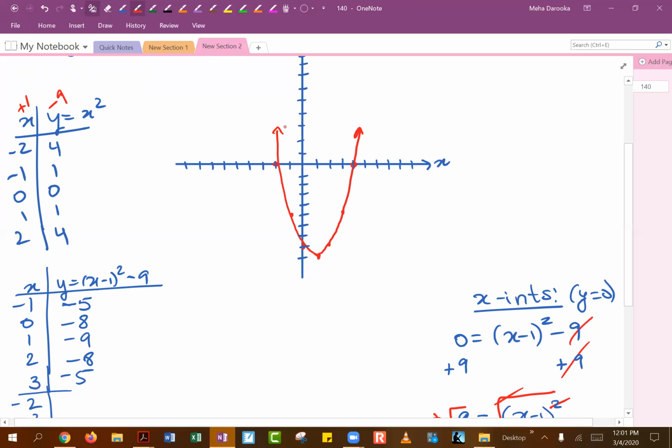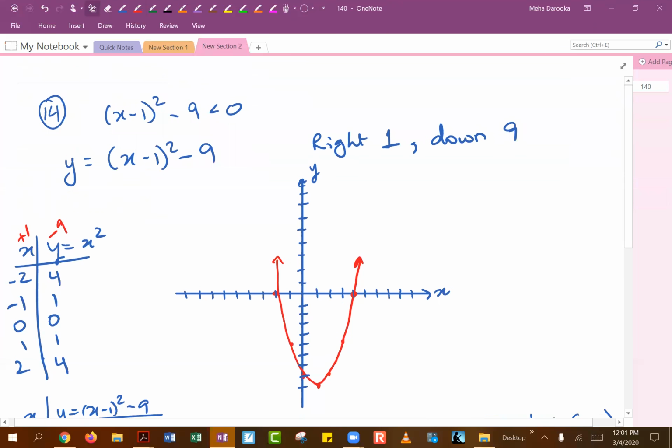So now the question is, this expression, which is what we're calling y, has to be less than 0, which means you're basically saying, where is your graph going to be where your y values are less than 0? So looking at that graph, what interval notation can we use where our y values will be less than 0?